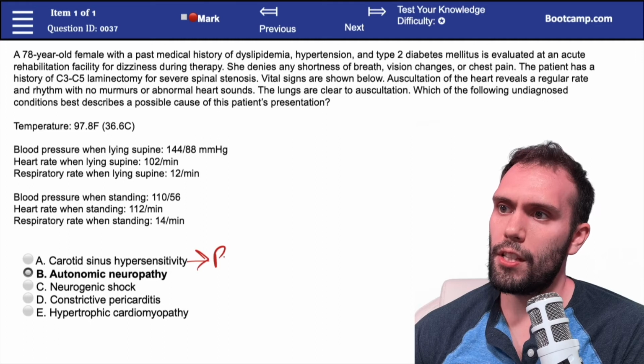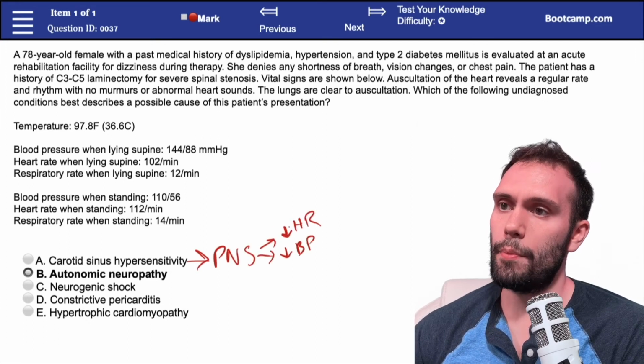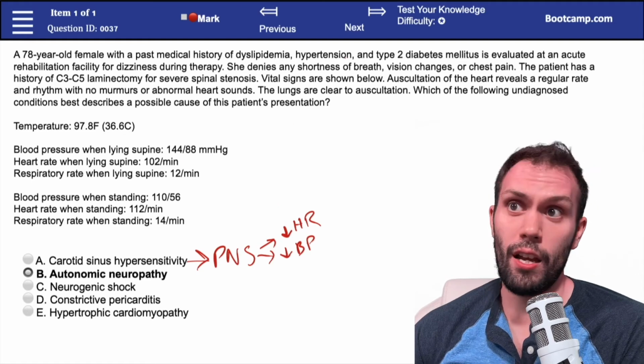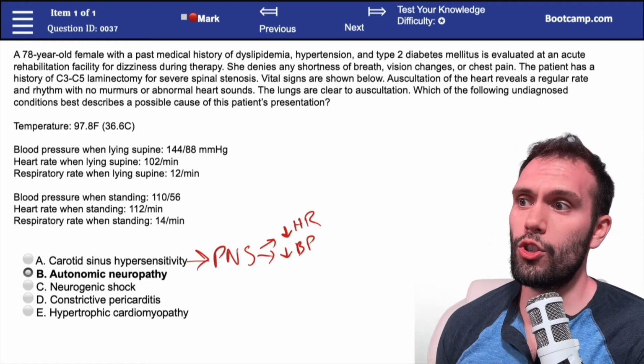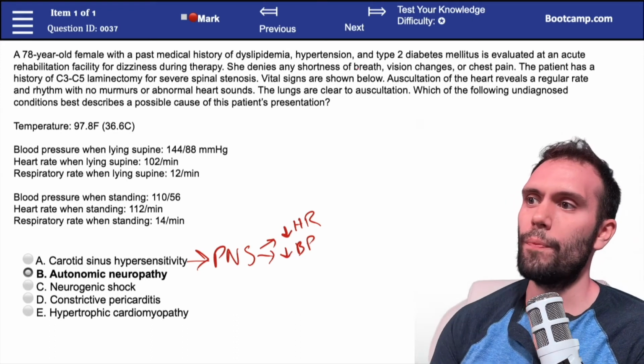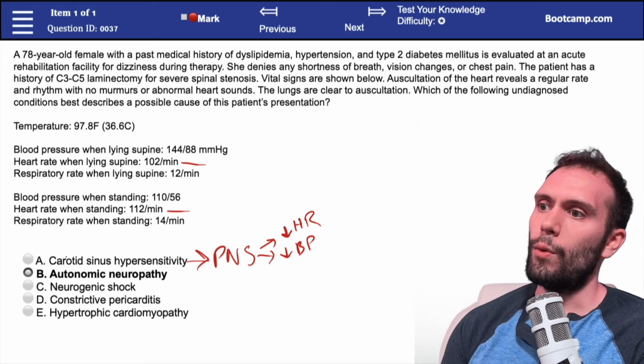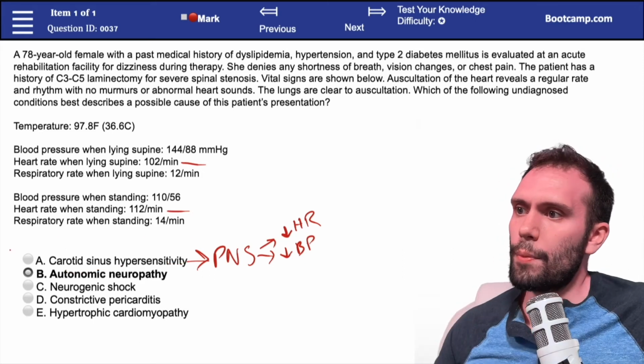Okay, and so again, this is going to be mostly parasympathetic response, so we would expect decreases in heart rate and decreases in blood pressure. The thing that doesn't really go with this is, number one, there's really no reference to some kind of stimulation at the carotid sinus, some kind of external stimulation. And the other thing is the heart rate's pretty elevated, which would not really be consistent with carotid sinus hypersensitivity. So we can probably rule that one out.